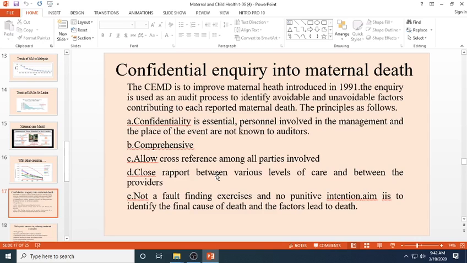First one, confidentiality is essential. Personnel involved in the management and the place of the event are not known to auditors. Second, it should be comprehensive. Third, it allows cross-reference among all parties involved. Fourth, close rapport between various levels of care and between the providers. Fifth, not a fault-finding exercise and no punitive intention. The aim of this is to identify the final cause of death and the factors that lead to death.